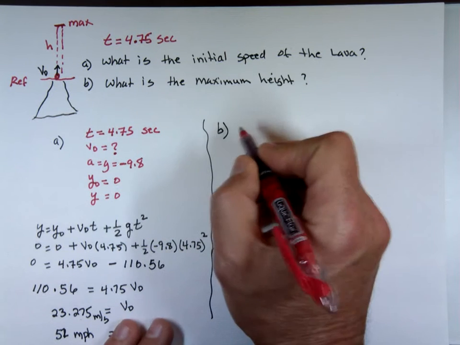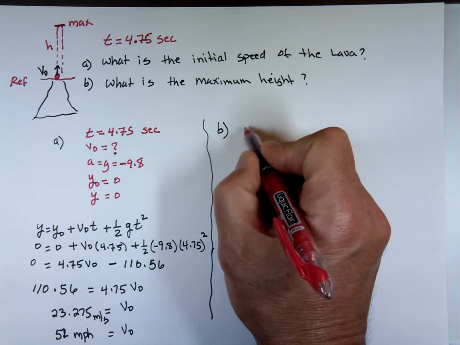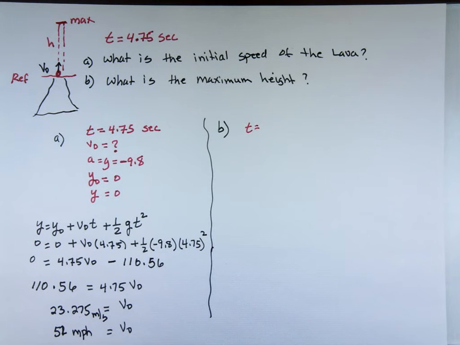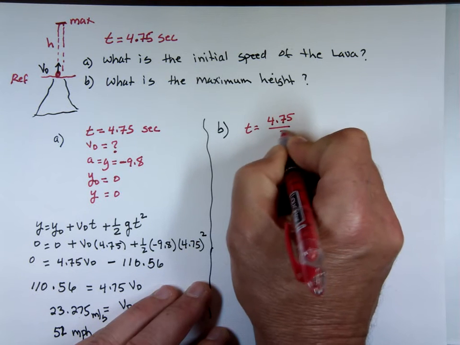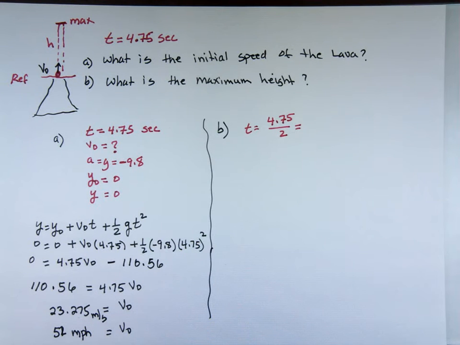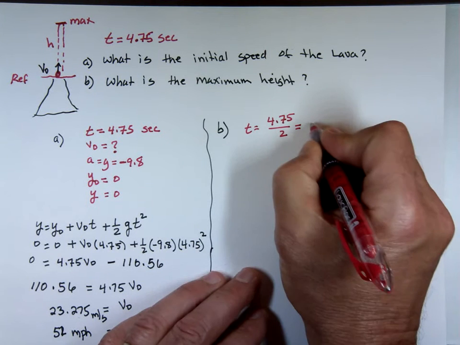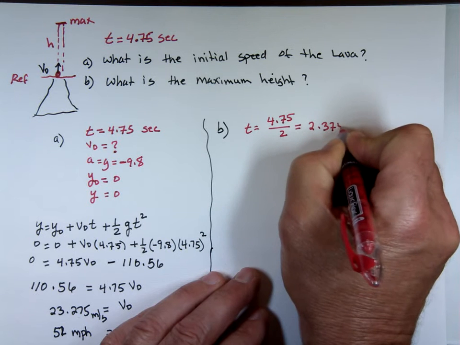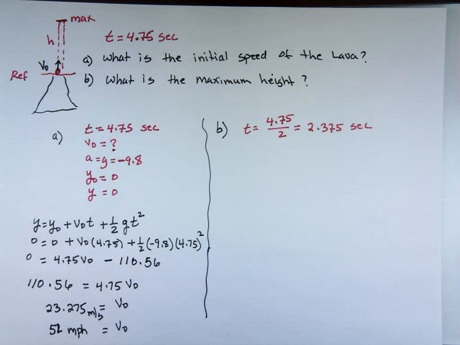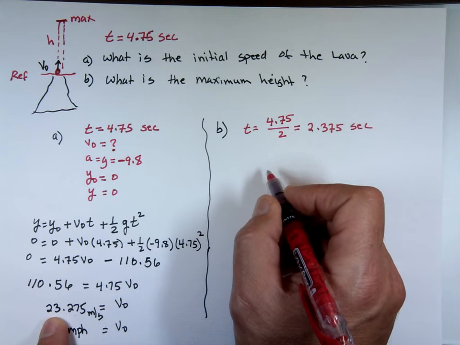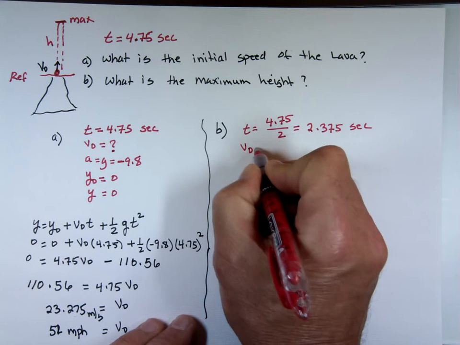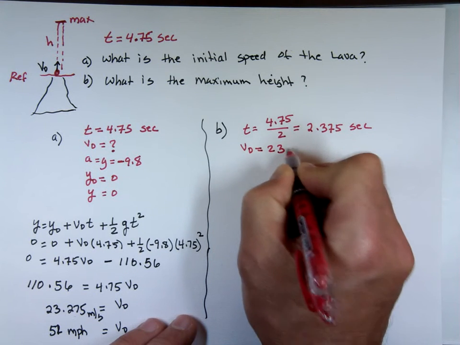Well, the time to go from here to the top, not all the way back, is going to be half of that number. Correct. So take 4.75 divided by 2, which is 2.375 seconds. I know the initial velocity now is this number, 23.275.